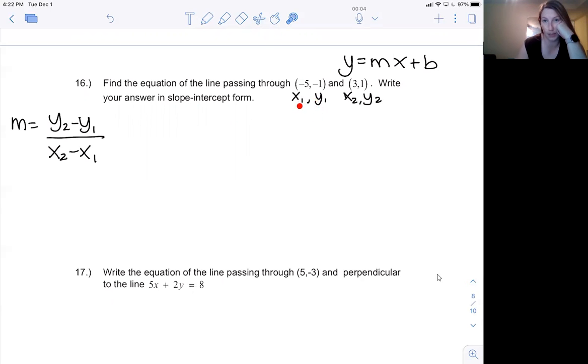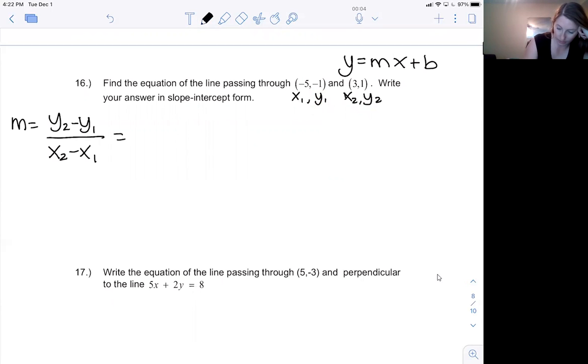Now I could switch this. I could decide that this is my x2 and y2. I would get the same answer. What's important here is that I can't have this be an x1 and this be a y2. These both have to be 1, these both have to be 2, or these both have to be 2 and these both have to be 1. That's the biggest thing. So I'm just going to label it so I don't forget.